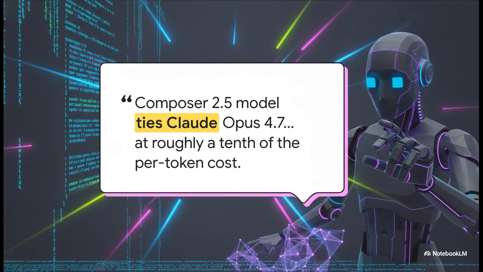And make no mistake, the open ecosystem is catching up at breakneck speed. Just look at this benchmark data. Cursor's own built-in Composer 2.5 model is literally tying Anthropic's flagship Claude Opus 4.7 on complex multilingual coding benchmarks, and it's doing it at roughly a tenth of the per-token cost on their standard tier. The kind of capabilities that used to require a massive corporate subscription are being democratized at an absolutely astonishing rate.